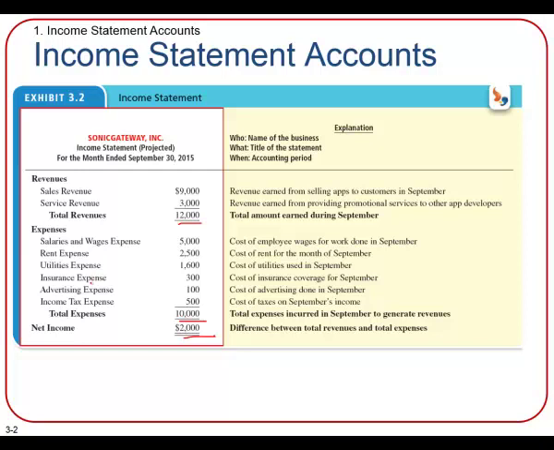Revenues are the amounts a business charges its customers when it provides goods or services. If Sonic Gateway in this example sells 9,000 downloads of its app in September and charges $1 per download, then the sales revenues would total $9,000. Revenue is reported when the company transfers control of a good or service to a customer, regardless of when the company is paid by the customer. Key there, regardless of when the company is paid. The amount of revenue earned during the period is the first thing reported in the body of the income statement.